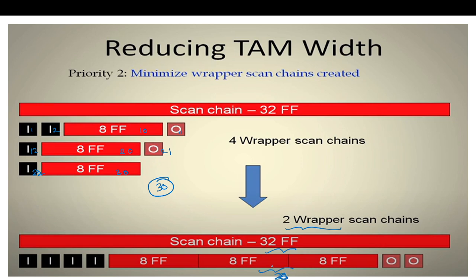So we have used the previous balanced scan chains, and also we have reduced the width of the TAM, the test access mechanism width. So the test access mechanism width is the number of scan chains. Like now we need only 2 wrapper scan chains.